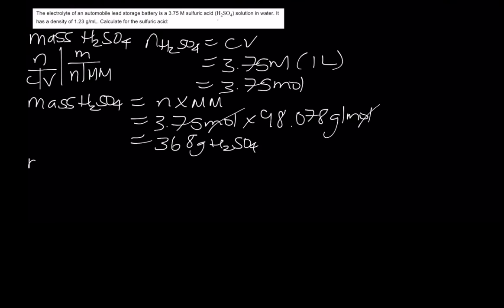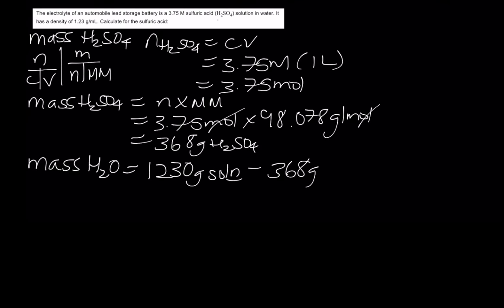So now we need to find the mass of water within the overall solution. We know from the beginning of the problem we calculated the overall mass of the solution, which was 1230 grams of solution. And we'll just subtract the mass of the sulfuric acid, which is 368, in order to determine the mass of water. So that comes up to 862 grams.